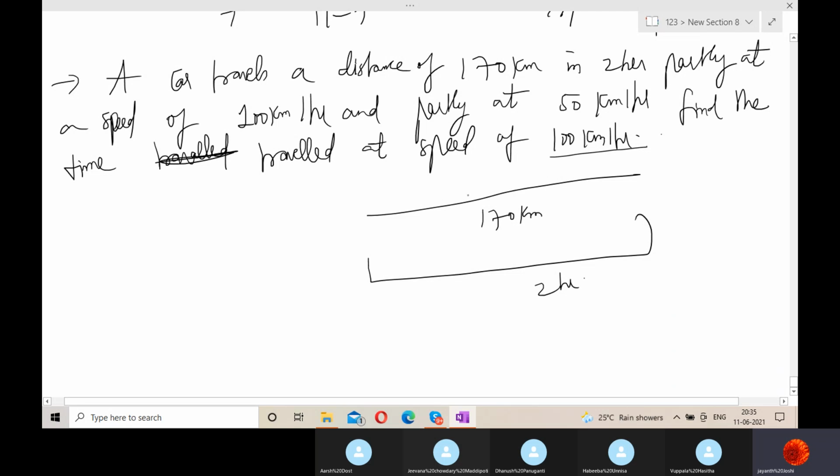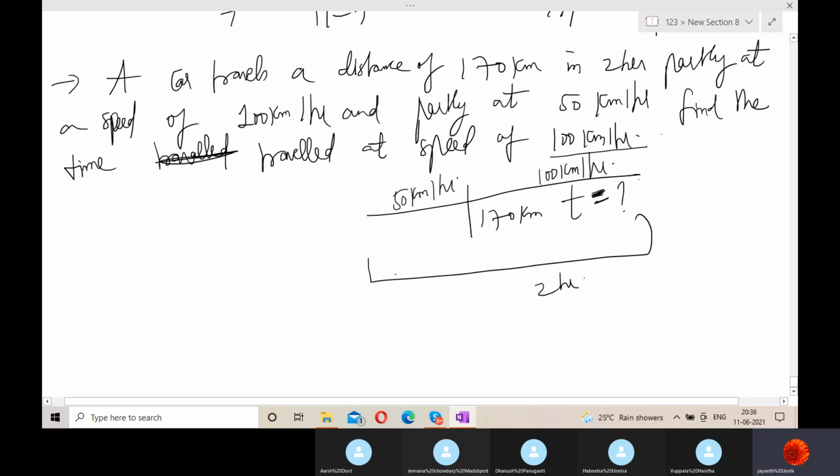So what we can say is that some part they are traveling at the speed of 50 kilometers per hour, and some part of this they are traveling at a speed of 100 kilometers per hour, and they're asking to find the time traveled at a speed of this. So they are asking to find t, correct?